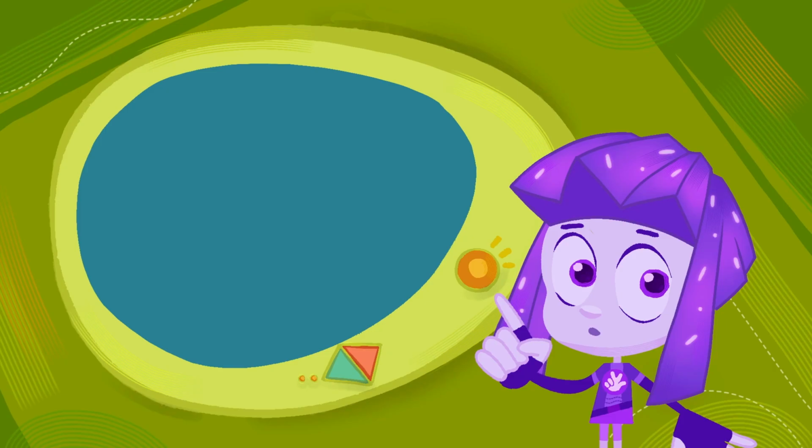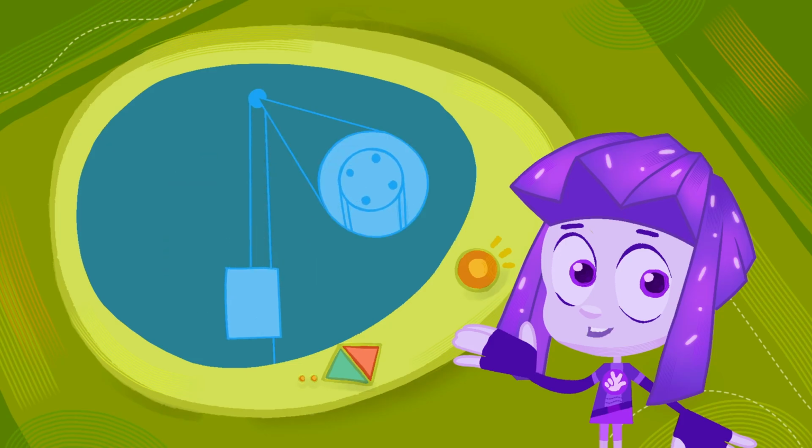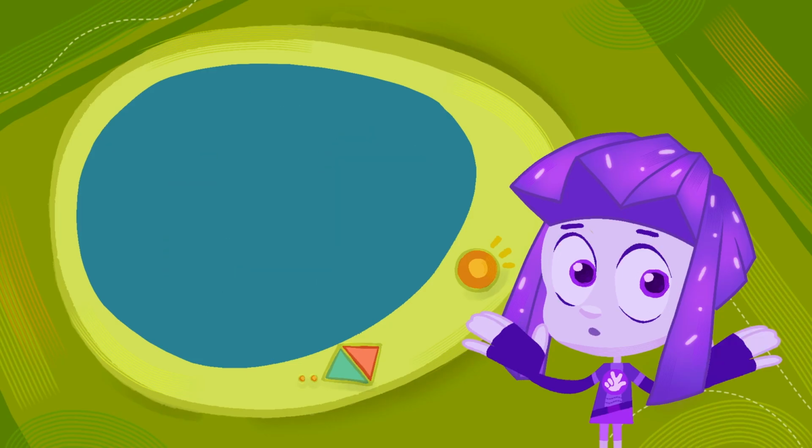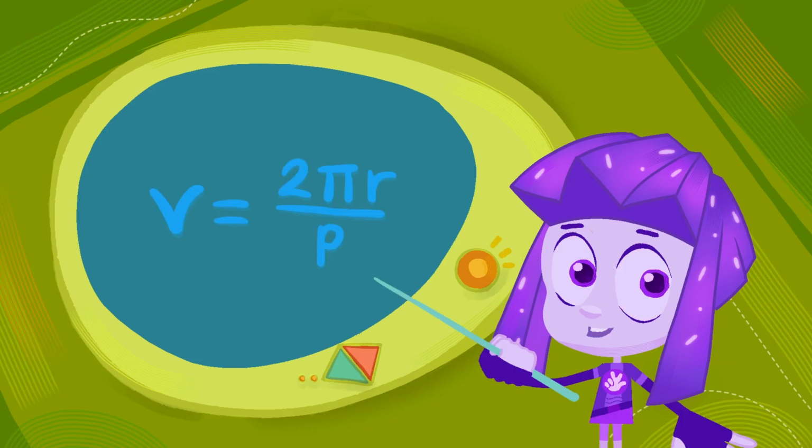There are many examples of circular motion in our lives, like ice skaters spinning, merry-go-rounds, and even elevator brakes. But how do these objects in circular motion actually work? Let's find out. This is the equation for the velocity of an object in circular motion.